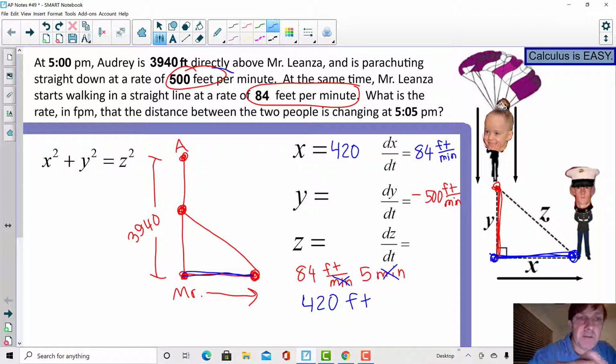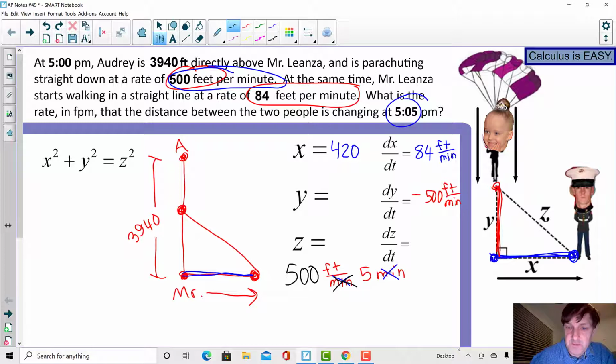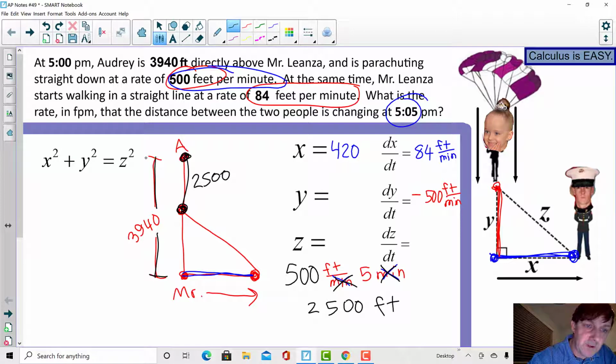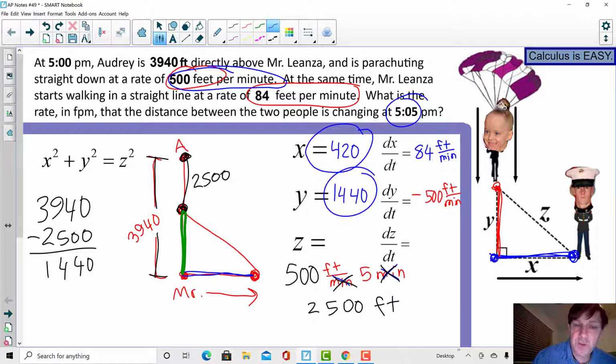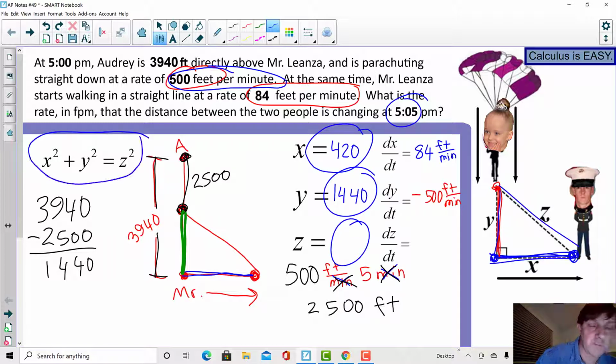Again, if Audrey's traveling at 500 feet per minute for 5 minutes, we can cancel the minutes again, and we're going to get 2,500 feet. But the 2,500 feet is the distance from here all the way to here. So if this is 2,500, but the entire distance is 3,940, we need to subtract those, and we get 1,440. So this y distance is 1,440. Now, if we know the x and we know the y, we can find z because we have a right triangle. We can just do x squared plus y squared equals z squared.